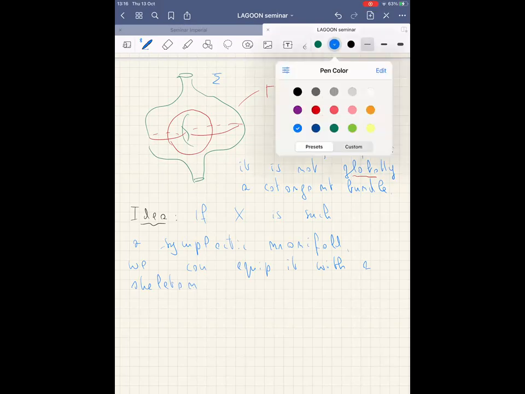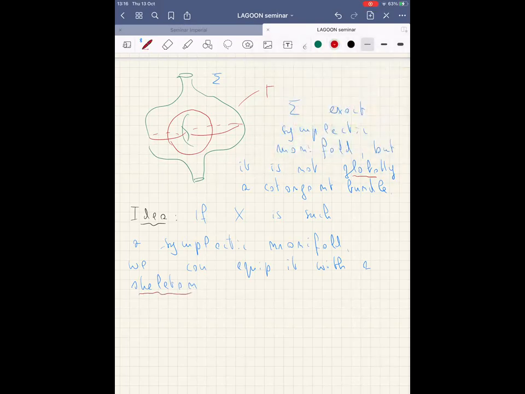So I haven't told you what a skeleton is. I'll do it in a second. I've just drawn a picture there. And the Fukaya category of X will localize over the skeleton. So what is the skeleton?